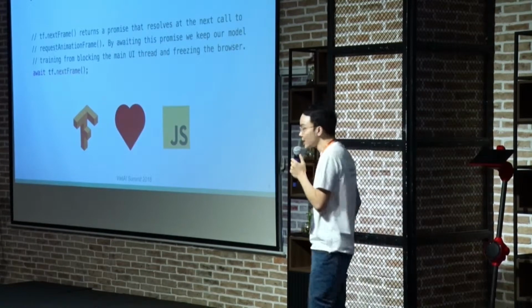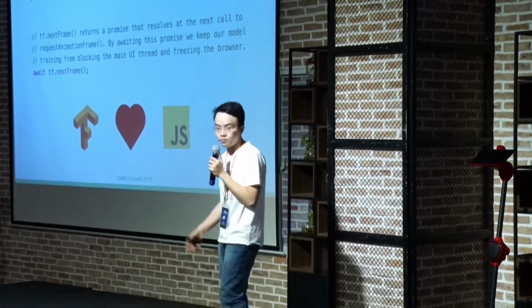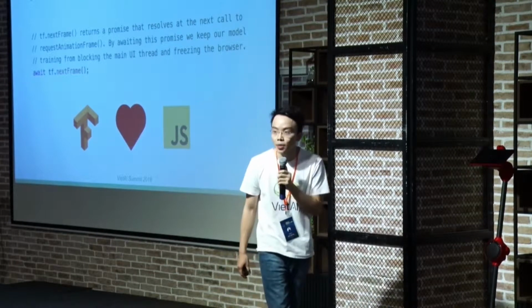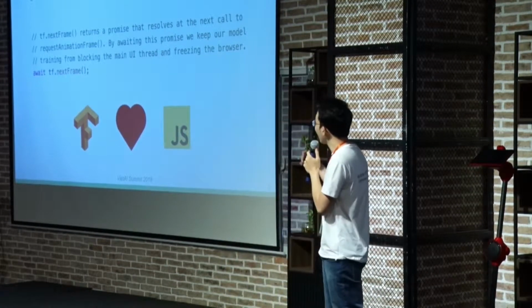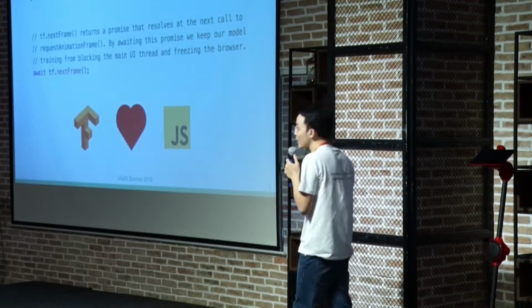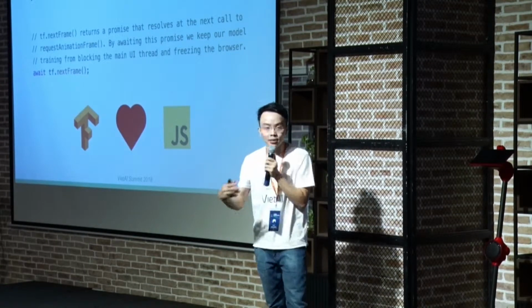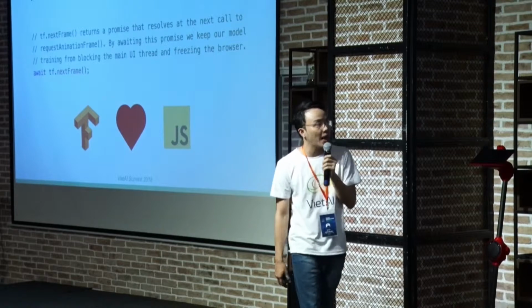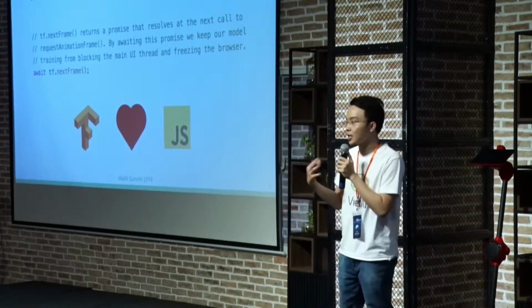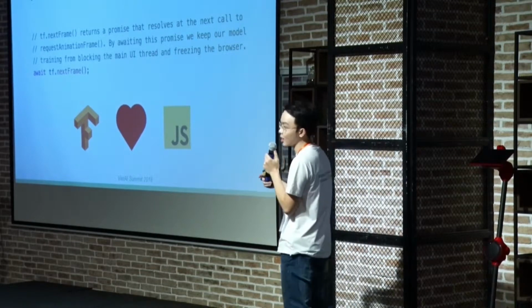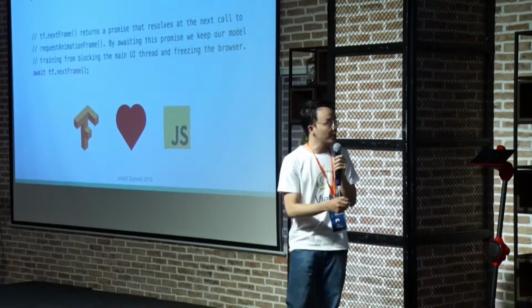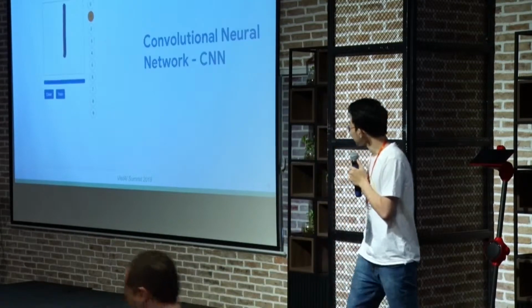All you guys know that JavaScript is a single-threaded language, and in order to avoid blocking the main thread when training, TensorFlow provides an API which is able to transform a synchronous task into an asynchronous task. It's pretty cool, and you can see the API here.